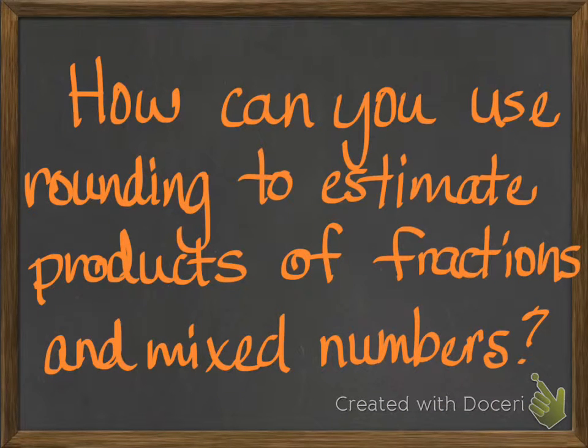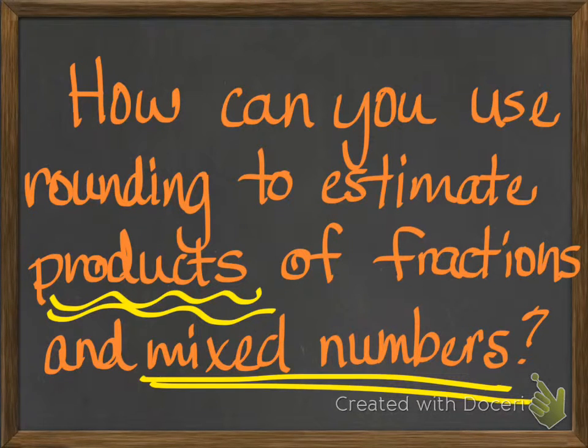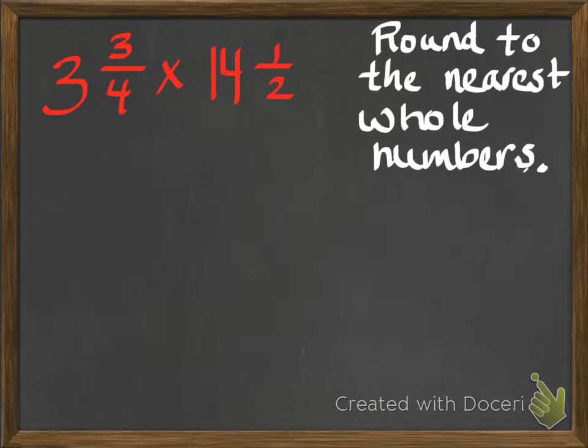All right, well, how can you use rounding to estimate the products? We're finding more products of fractions and mixed numbers. So not just fractions and whole numbers, but fractions and mixed numbers. Here we go. Let's take a look at this one. So we've got 3 3/4 times 14 1/2.